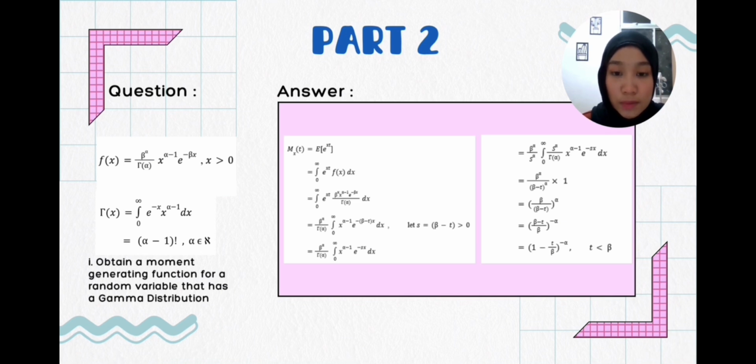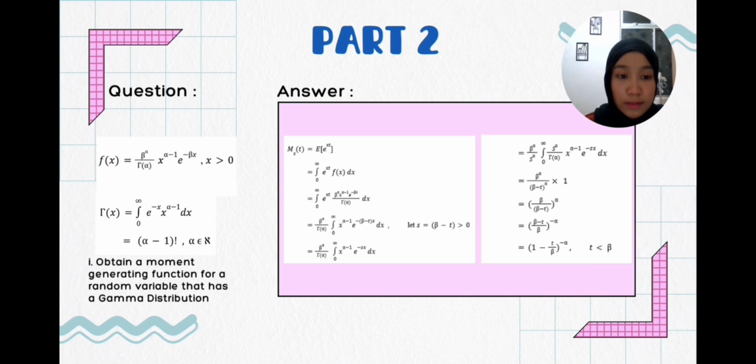So we integrate with respect to x. Now we substitute f(x). The f(x) is beta to the power of alpha times x to the power of alpha minus 1 times e to the power of negative beta x, over gamma. Next, we take out beta to the power of alpha over gamma and we let s equal to beta minus t. Beta minus t, we note here, is greater than 0. Now we substitute beta minus t and replace it with s.